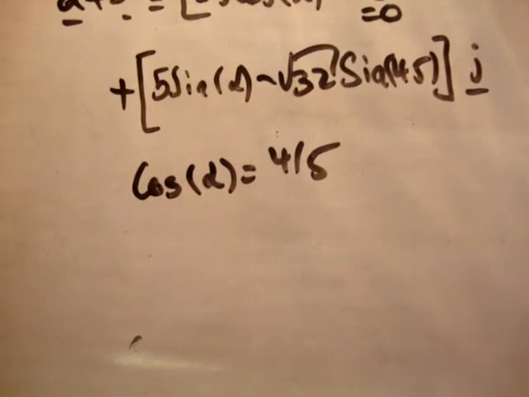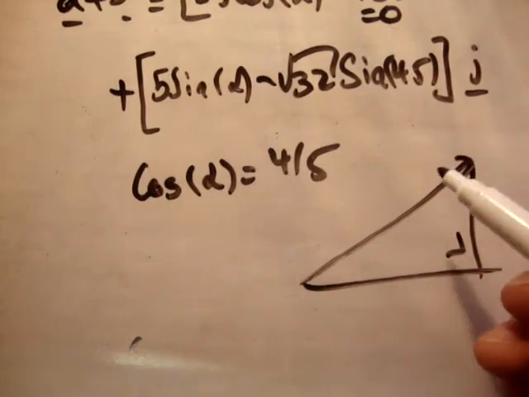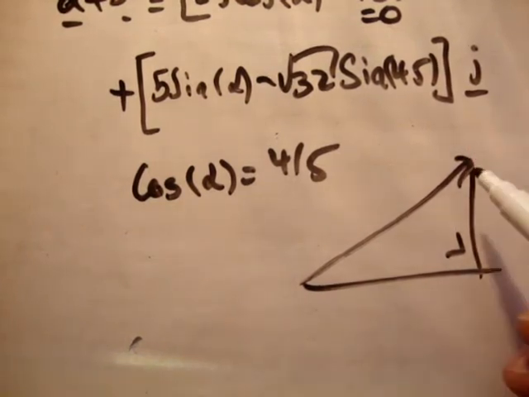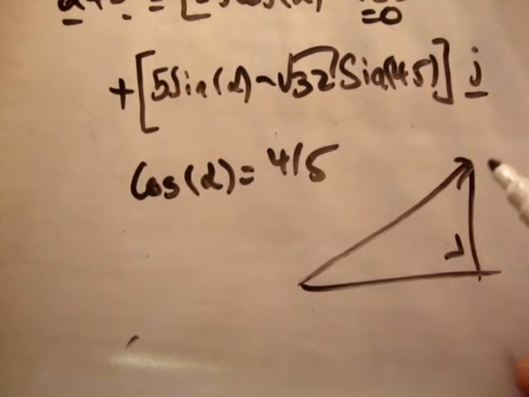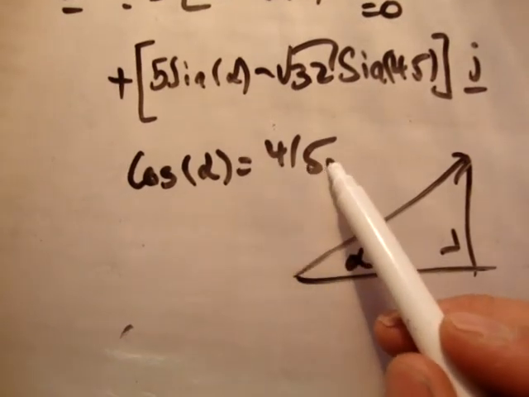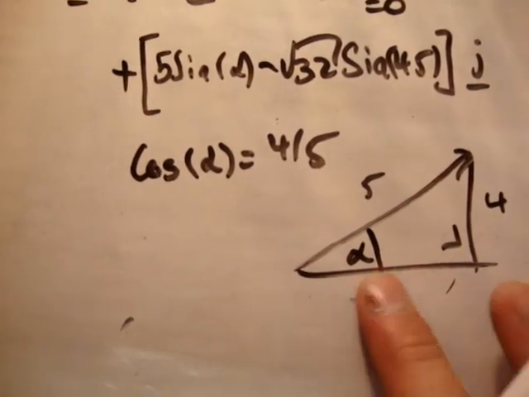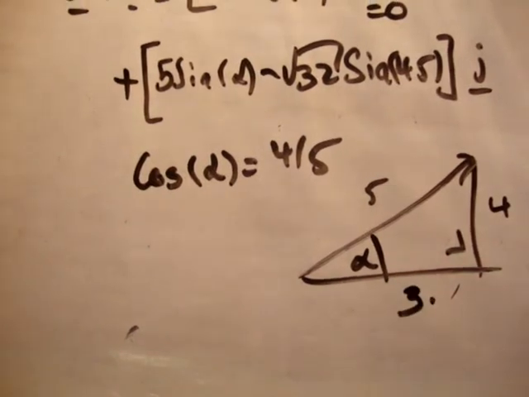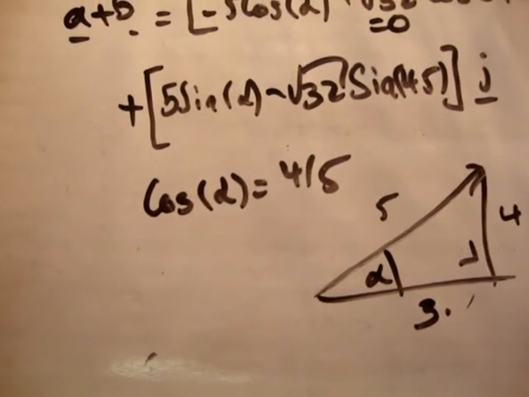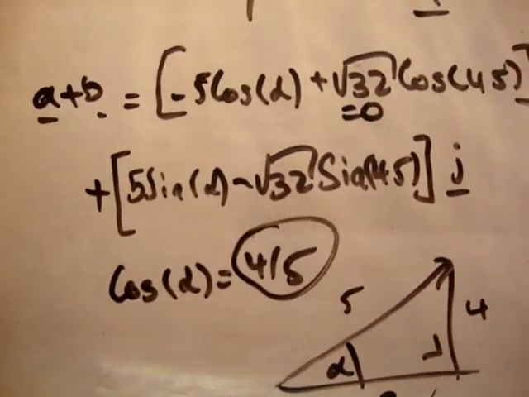Well, I know we're not really asked for it, but let's go and draw our triangle anyway. We'll say that this here would be the vector, whatever vector it is, doesn't really matter, a plus b. We'll call this angle alpha. This is adjacent, this is hypotenuse, there's 4, there's 5. If you use Pythagoras, 5 squared is equal to 4 squared plus this one here squared, you're going to find that that's equal to 3. And we're asked to find a plus b if it's parallel to the j-axis.